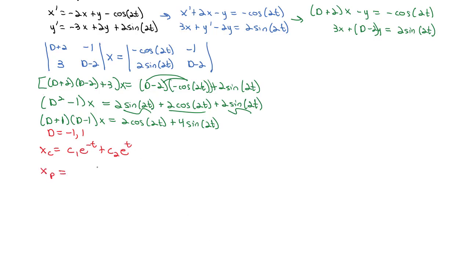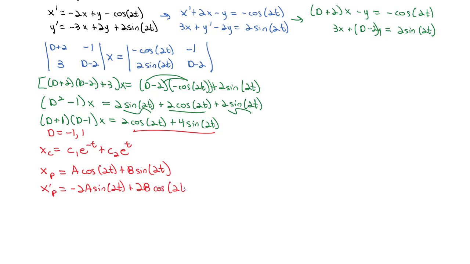For x particular, looking at the form of the right side, I would assume x particular is of the form a cosine of 2t plus b sine of 2t. And then we can find x particular prime is negative 2a sine of 2t plus 2b cosine of 2t. And x particular prime prime is equal to negative 4a cosine of 2t minus 4b sine of 2t.